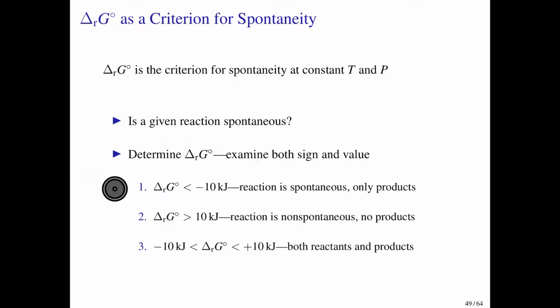When the Gibbs energy change is a large negative value, that means the reaction is spontaneous, and at equilibrium we expect mostly products, if not all products. However, when delta G is a large positive number, that means that the reaction is non-spontaneous under standard state conditions, and we would expect almost no products to be present at equilibrium. The third case, if delta G is a moderate number, say between minus 10 kilojoules and plus 10 kilojoules, then we have a true reversible reaction on our hands, and we would expect significant quantities of both reactants and products to be present at equilibrium.